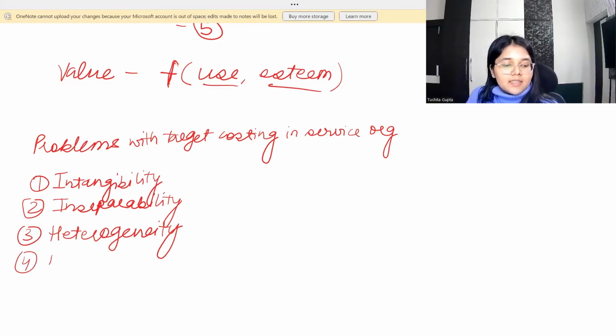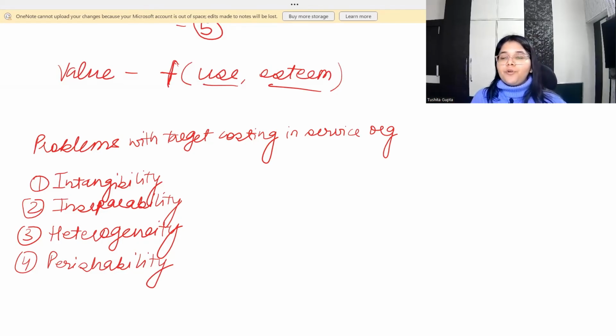Now another thing is perishability. By perishability we mean we cannot actually store a service. So if I have a salon and I have people who provide pedicures, I cannot store the pedicures. Those people will have to be called whenever the pedicures have to be given, and they will then only be able to provide the pedicures. So this is why services are perishable, they cannot be stored.